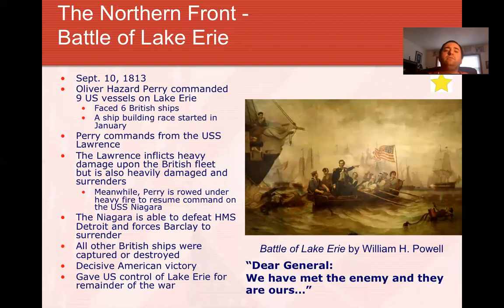What was the Battle of Lake Erie? Some may be familiar with that lake. But this is going to be on September 10th of 1813. Oliver Hazard Perry commands a total of 9 U.S. vessels on Lake Erie. 9 U.S. vessels, you can see the image here, are going to face off against 6 British ships.